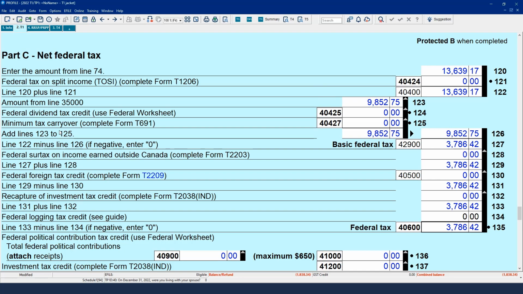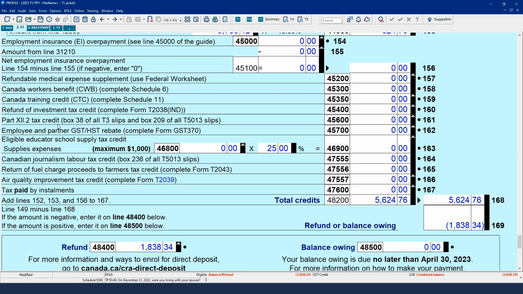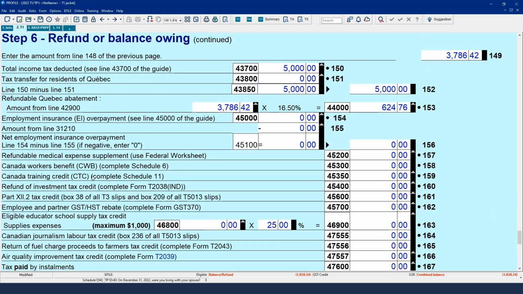Some examples of refundable credits, we could look at a few here. You've got the Canada Training Credit. You've got the Canada Workers Benefit. You've got a refundable medical expense supplement. You've got the Air Quality Improvement Tax Credit. They're not necessarily popular credits that everyone falls into, but probably the most common one would be the CWB, the Canada Workers Benefit.